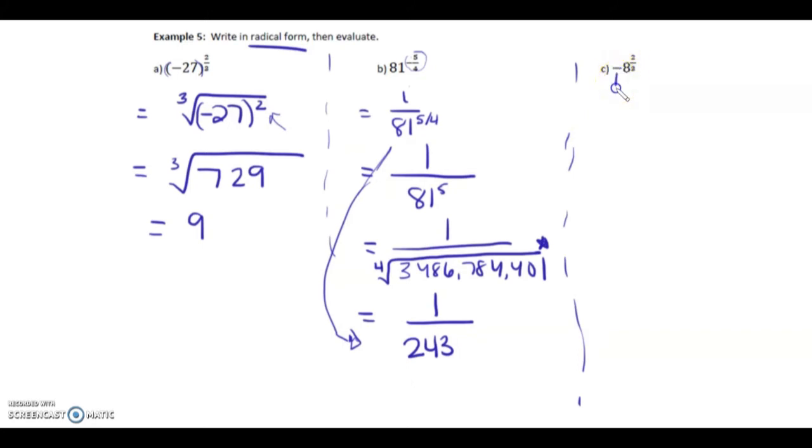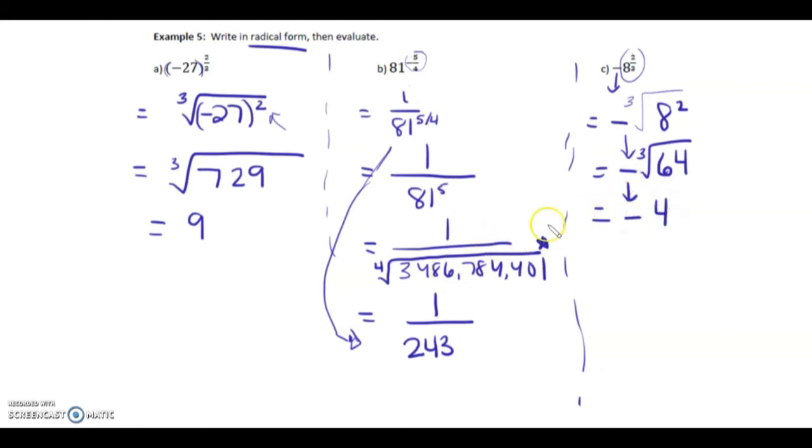Okay, and for C, I'm going to bring down the equal sign, and we're going to deal with 8 to the 2 over 3. So what's 8 to the 2? Again, bring down the equal sign. It's 64. And now what's 64 cube rooted? Right, because cube root is still there. And I get 4. But bring down the negative sign, so I get negative 4.